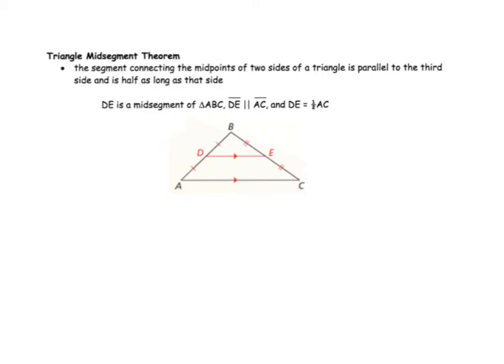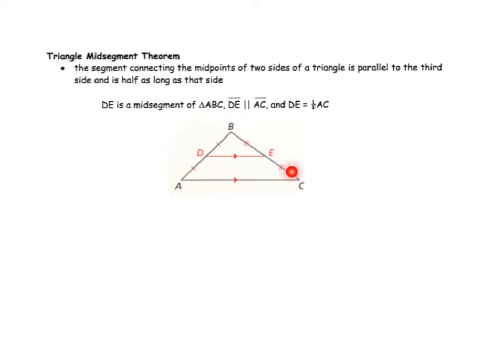So now to get to the fun stuff, the theorem itself. The triangle midsegment theorem states that the segment connecting the midpoints of two sides of a triangle is parallel to the third side, and here's a real important piece, is half as long as that side that it's parallel to. So DE is the midsegment, and remember, we know this for sure because of these markings right here.